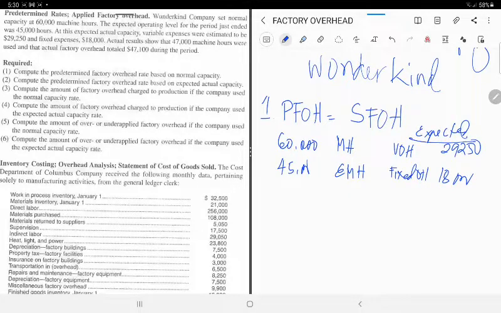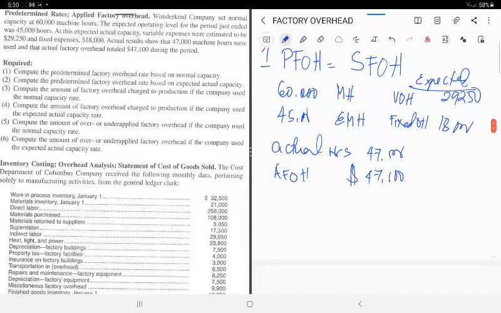Okay. Then we have our actual hours. We have 47,000 and we have actual factory overhead 47,100. Okay. Wala tayong na-miss na data? Wala naman.